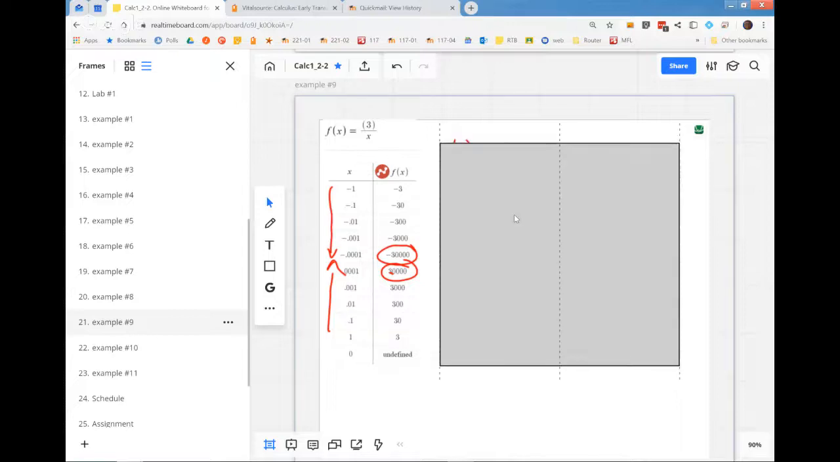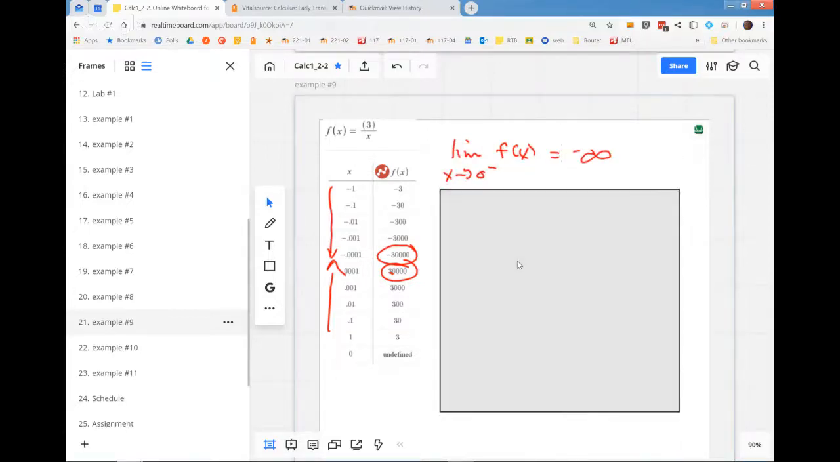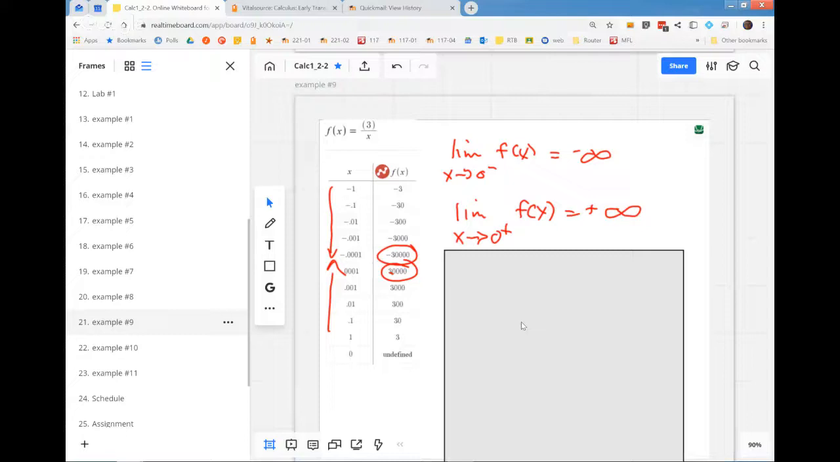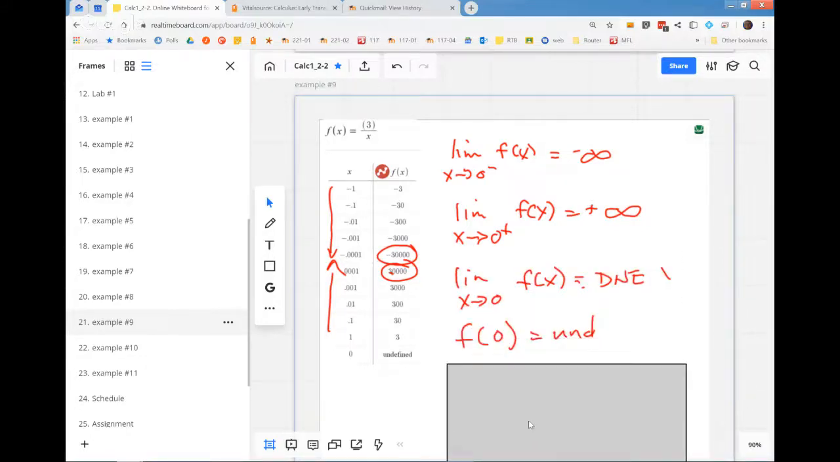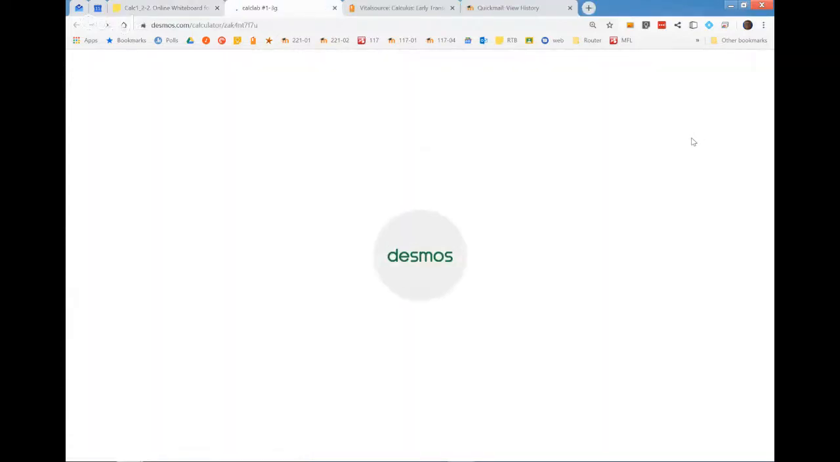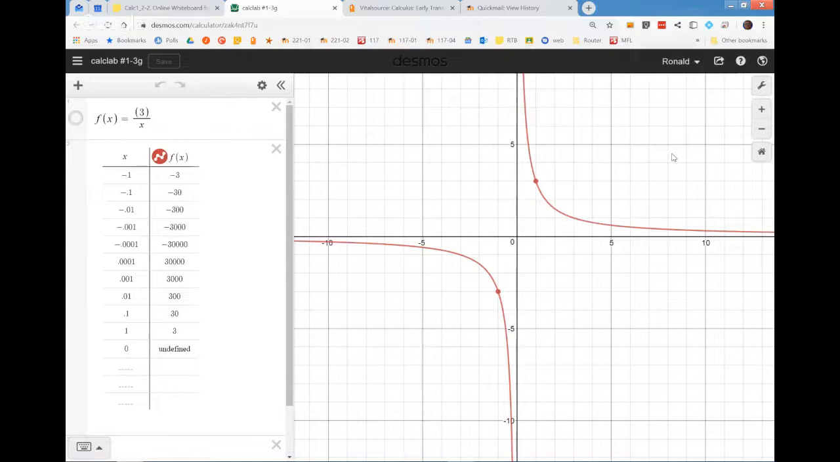So this is very similar. The left-hand limit, negative infinity. Right-hand limit, positive infinity. Therefore, the limit does not exist. And when you substitute in 0, you get trash, you get undefined. Here's the graph. You can see how those two curves never will meet. They never meet on left and right side, and that's the reason the limit does not exist.